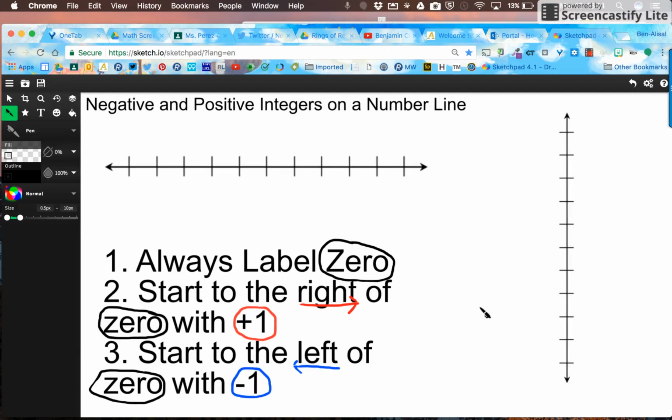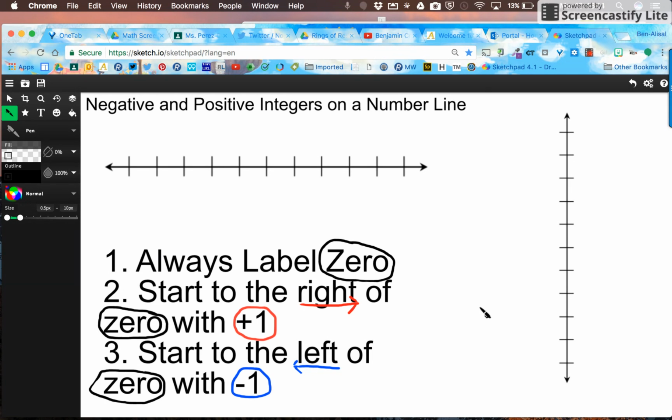Today's lesson is negative and positive integers on a number line. So you might ask why you guys have to learn positive and negative integers. Some examples could be when you let your friends borrow money, temperature, hot, cold, and etc.